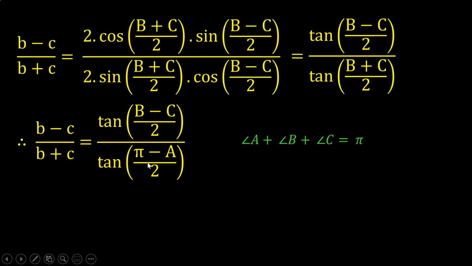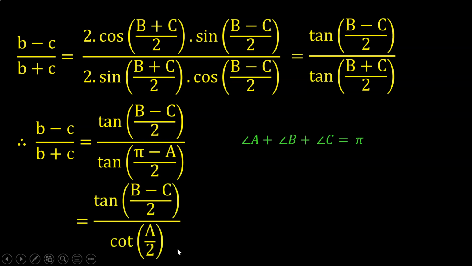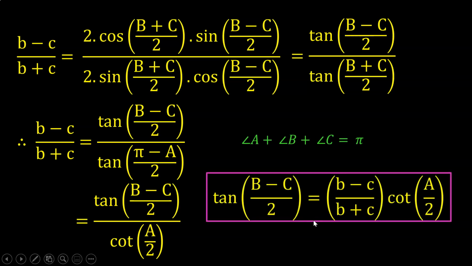This is nothing but, we can split it, pi by 2 minus A by 2, tan of 90 minus A by 2. That will become cot A by 2. Tan of 90 minus theta is cot theta. Now bringing this cot A by 2 to the LHS, we will get the desired result. Tan of (B minus C) by 2 is equal to (B minus C) upon (B plus C) into cot A by 2. We can prove the other two results in a similar manner.